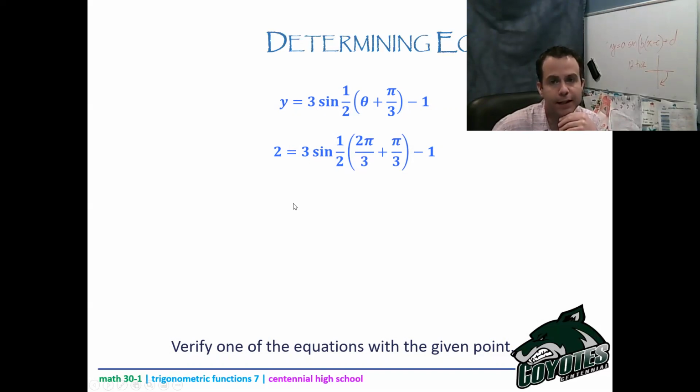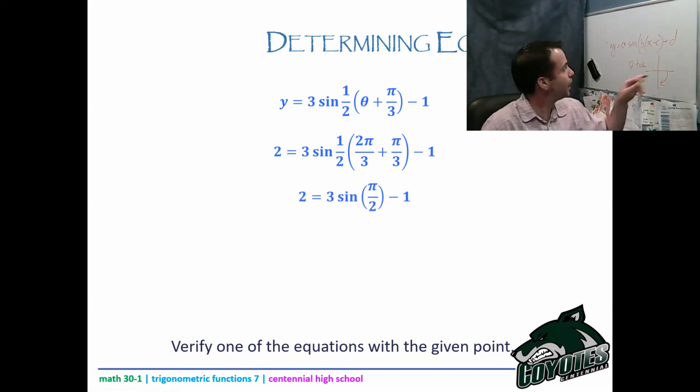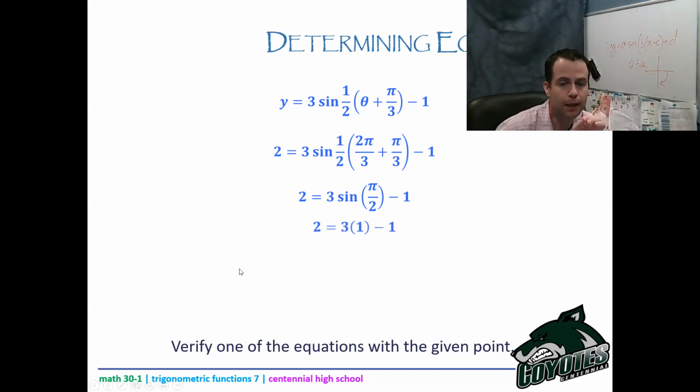So I'm looking at sine of half pi. Sine of half pi is this way. Remember that sine is your y value, so that would be a 1. So sine of pi over 2 is 1. I'm looking at 3 times 1 minus 1, which means 2 equals 2. So that's a proper verification of that guy as well.